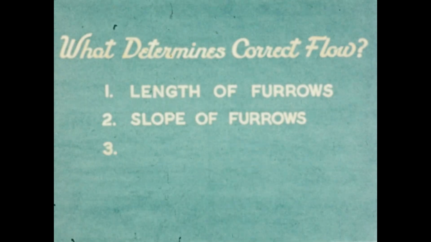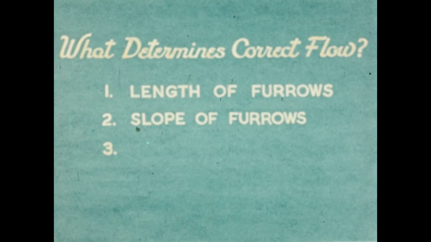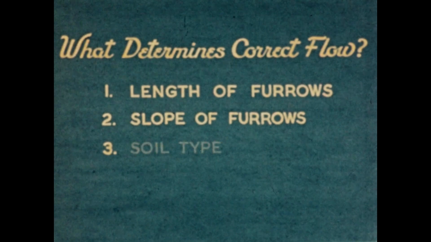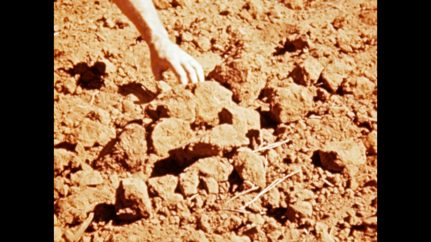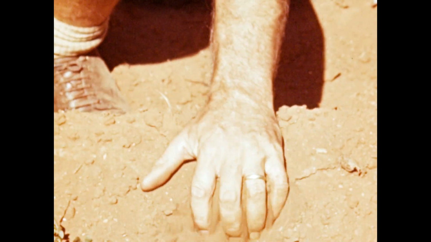The third factor determining the flow necessary to give the penetration desired is soil type. Heavy clay soils are not very permeable and therefore need small flows for long periods, up to 24 hours. Sandy soils, on the other hand, being readily permeable to water, must be watered by using large flows for short periods, as short as 20 minutes in extreme cases.